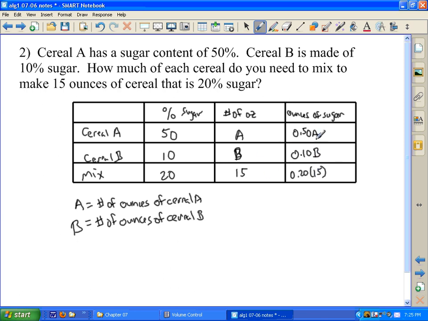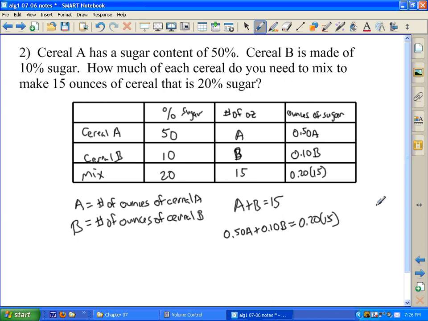These two columns give us our system of equations. The number of ounces of A plus the number of ounces of B adds up to 15. So A plus B equals 15. And the number of ounces of sugar in A plus the number of ounces of sugar in B should equal the total ounces of sugar in our mix. So that is 0.50 A plus 0.10 B equals 0.20 times 15.